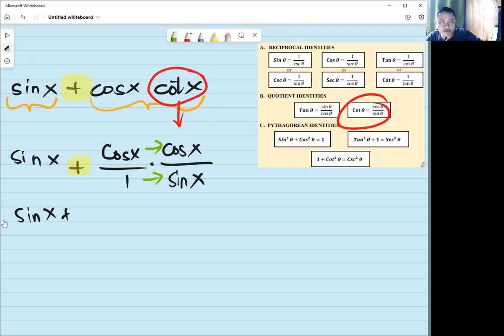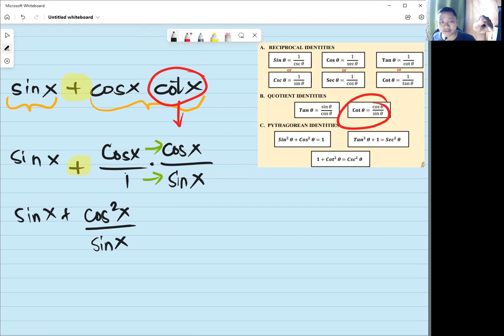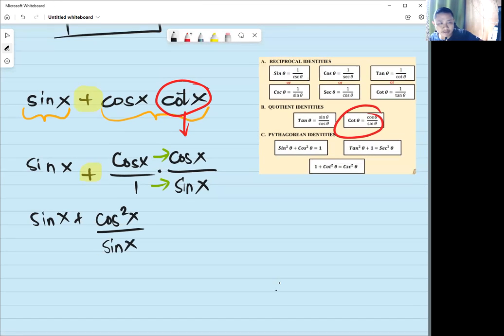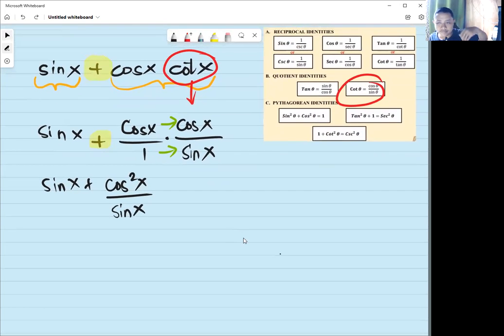Okay, it becomes cosine squared x plus cosine squared x, over 1 times sine x, that's just sine x. Ayan, uy, papunta talaga tayo sa Pythagorean identities because your cosine now became squared. Okay, so what will we do next? The next thing to do is, okay, it becomes, so therefore, sine squared x plus cosine squared x all over sine x.